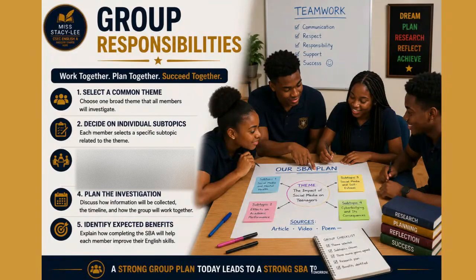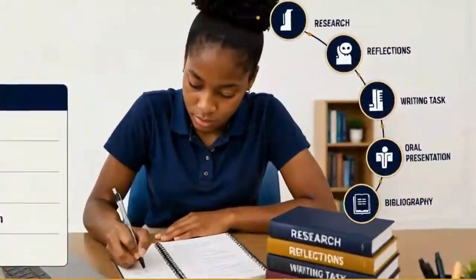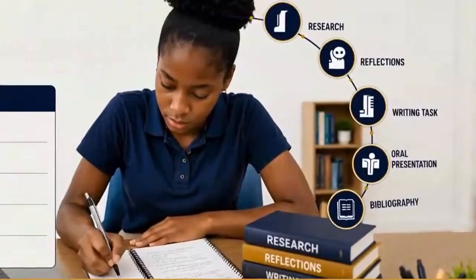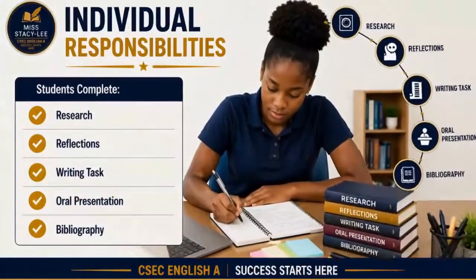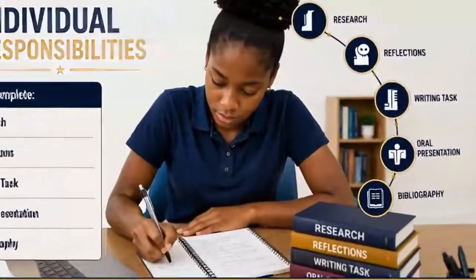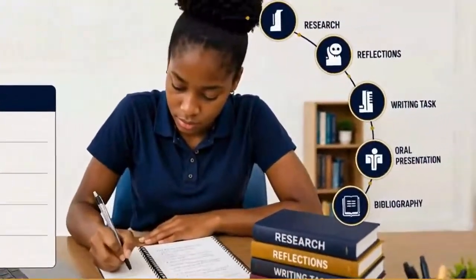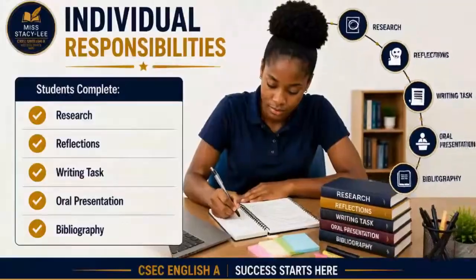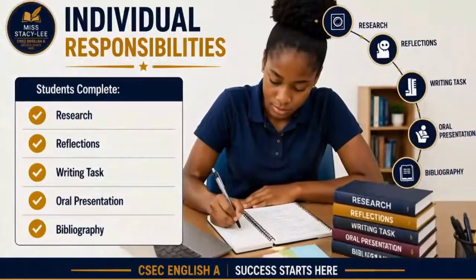Planning this properly from the beginning will save everyone a lot of time later. Once the group planning is complete, each student begins working independently. This means you are now responsible for your own research. You will locate artifacts, you will complete your own reflections, you will write your own SBA responses. You will prepare and deliver your own oral presentation. Finally, you will create your own bibliography using APA referencing.